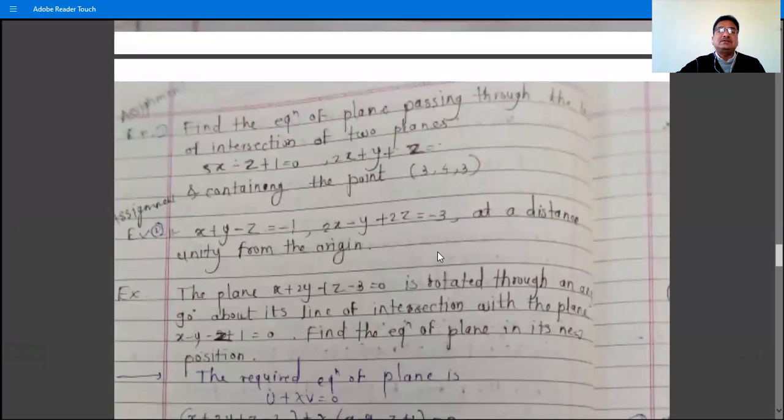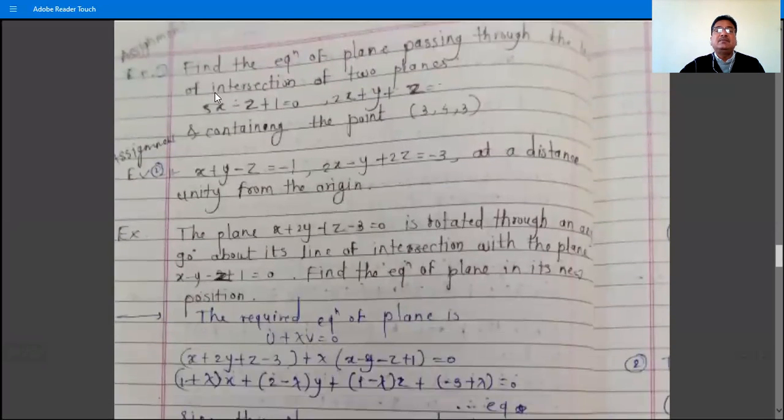So the next example is again of the same type. Find the equation of plane passing through the line of intersection of these two planes and containing the point, or passing through the point (3, 4, 3). So first write u plus lambda v is equal to 0, and then find the value of lambda by using this point.